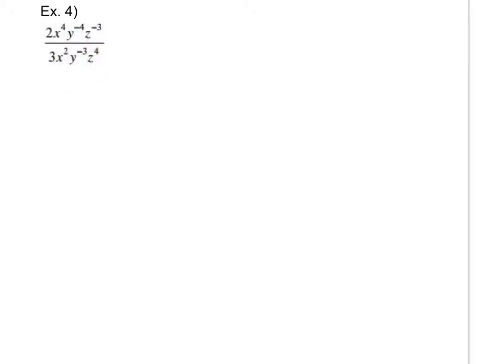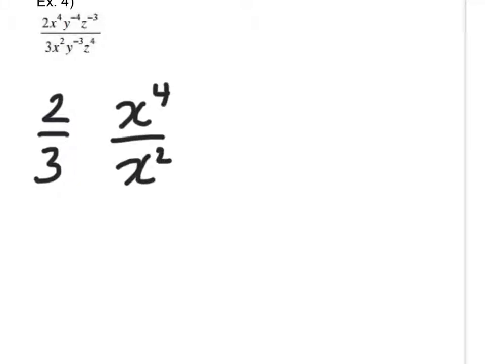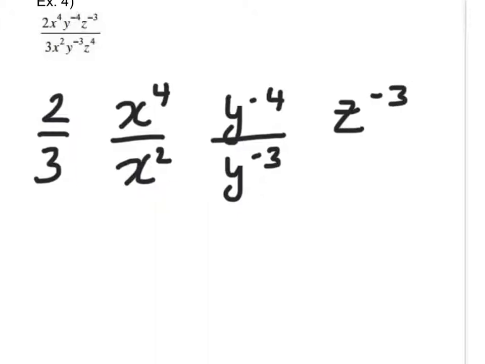Okay, this is the hardest one, but it's not so difficult really, if you think about it. So what we're going to do, we're just going to separate it out. I'm going to write 2 over 3, the numbers together. Same base numbers together. X to the 4 over x squared. We have y to the minus 4 over y to the minus 3. And then we have z to the minus 3 over z to the 4. So look, we've got all the same base numbers together, and the division means we subtract the exponents.